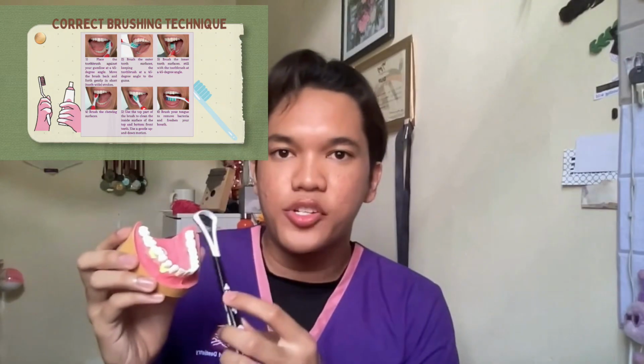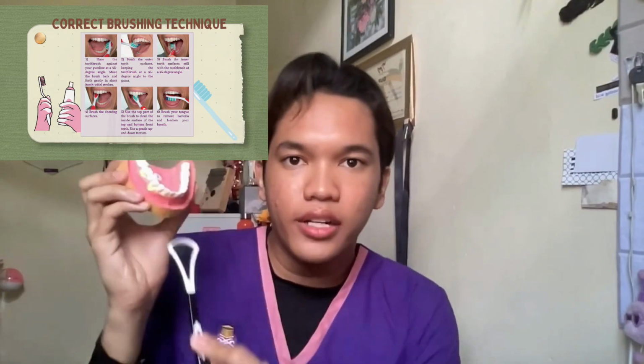Last but not least, we must brush our tongue using a tongue scraper. Gently brush your tongue from back to front to remove bacteria and freshen your breath. What we need to remember is timing is key during our proper oral hygiene routine. Brush for at least 2 minutes twice a day, morning and before bed.